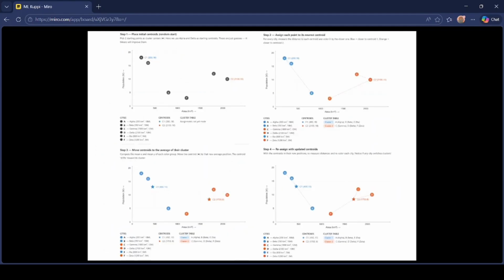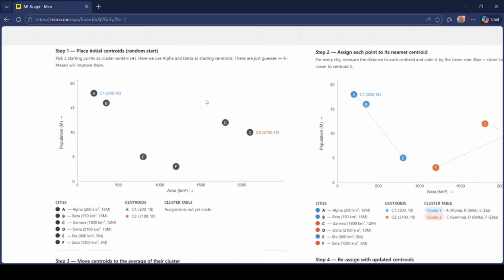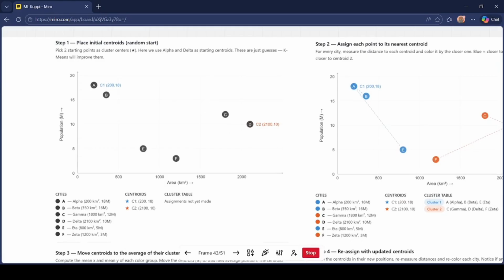So here we are following an example. It might be slightly unclear, so here is a small example. We are looking at 6 different cities, and each city has two numbers, its area and its population. We want to automatically group similar cities together. So we are going to pick a K. We are deciding that we want two groups, two clusters. So K is equal to 2.